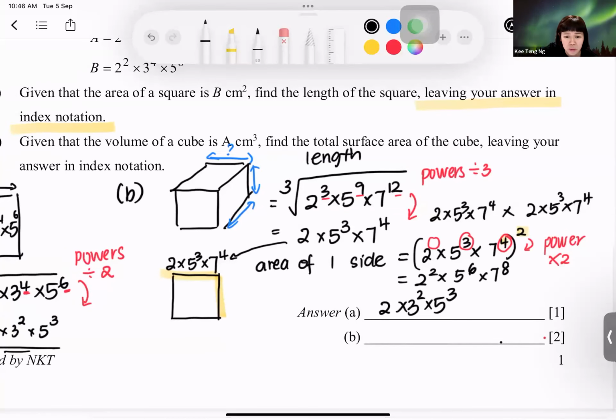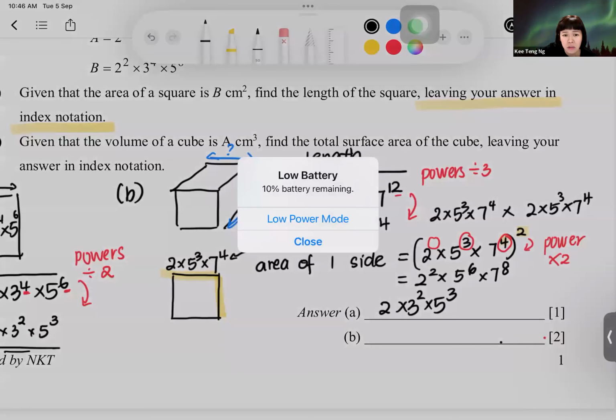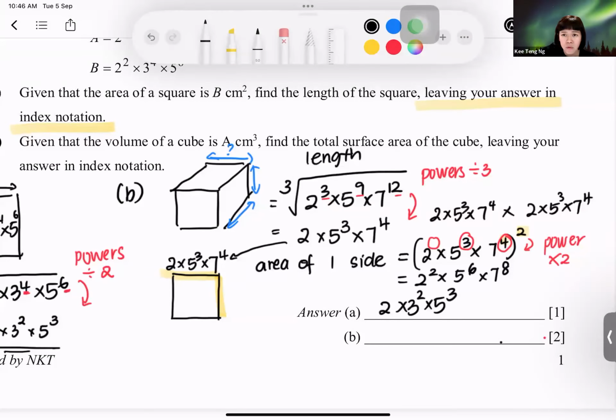Okay, yes, somebody gave me a chat. Is there a question? What worksheet is this? This one is Topical Revision 1.